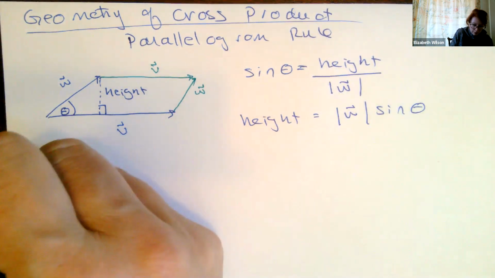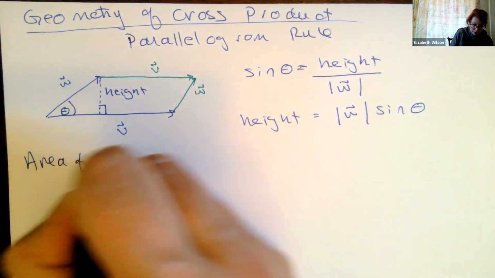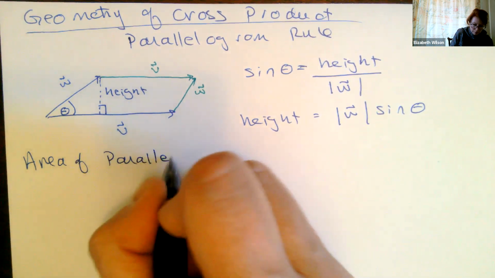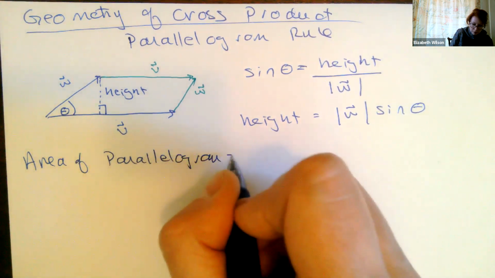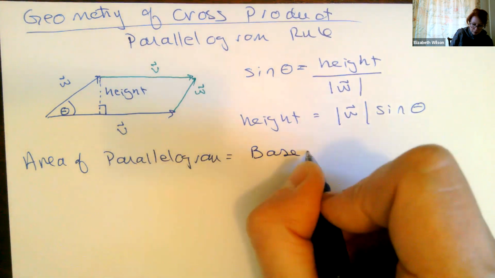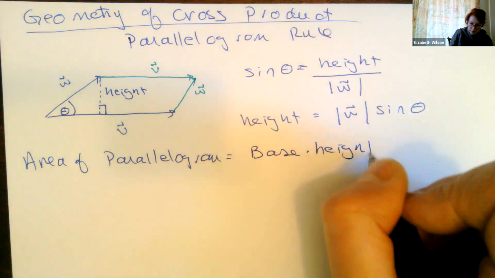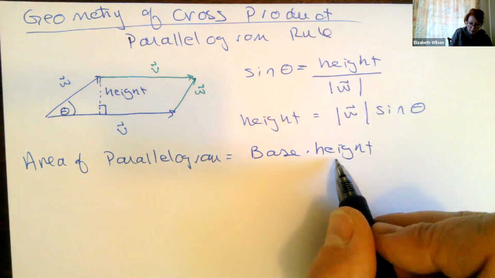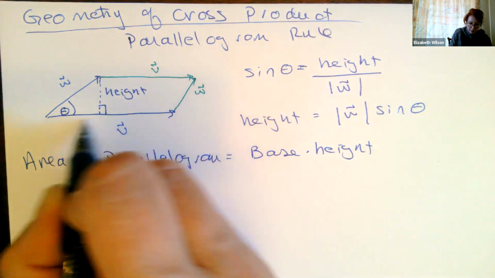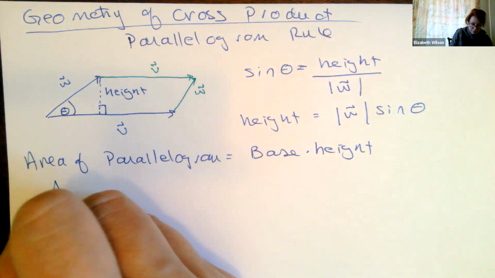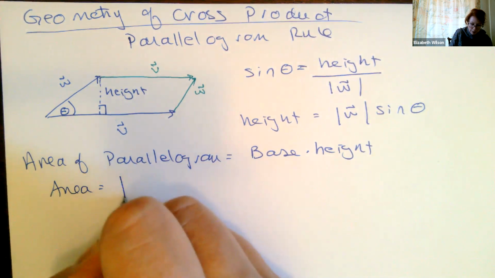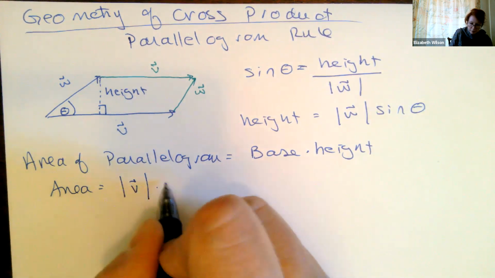Now the area of the parallelogram is equal to base times height. Okay, we just calculated out the height. The base is equal to the magnitude of my V vector. So my area is equal to the base times the height.